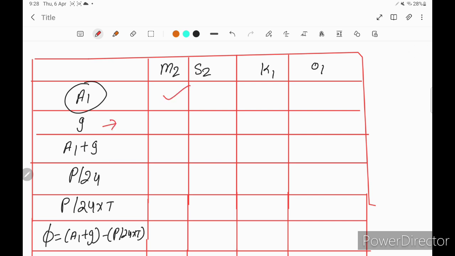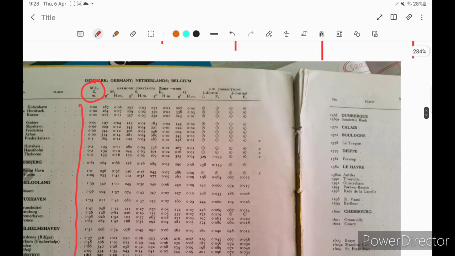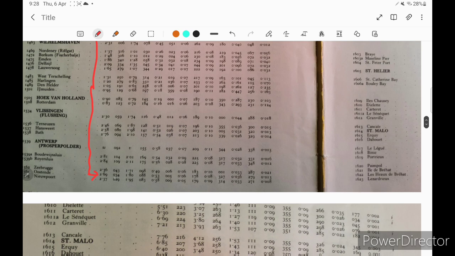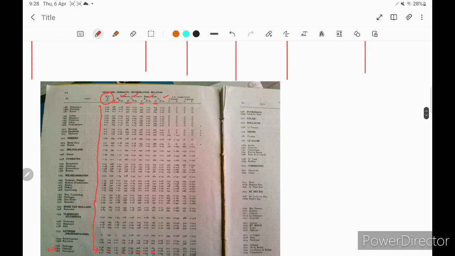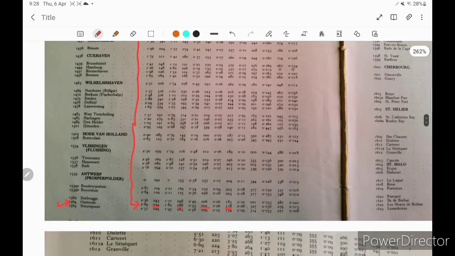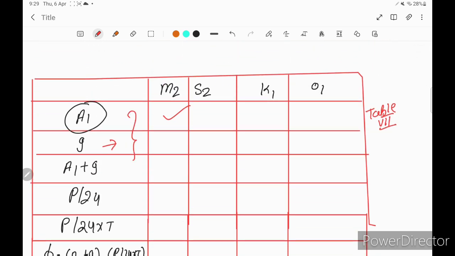Now you will get this value. Where will you get the G value? You will get it from the table. If you go and see here, it is written G for M2, S2, K1, O1. According to that you will get this value. So from here you will get these values. Now come to the table and add these two values.